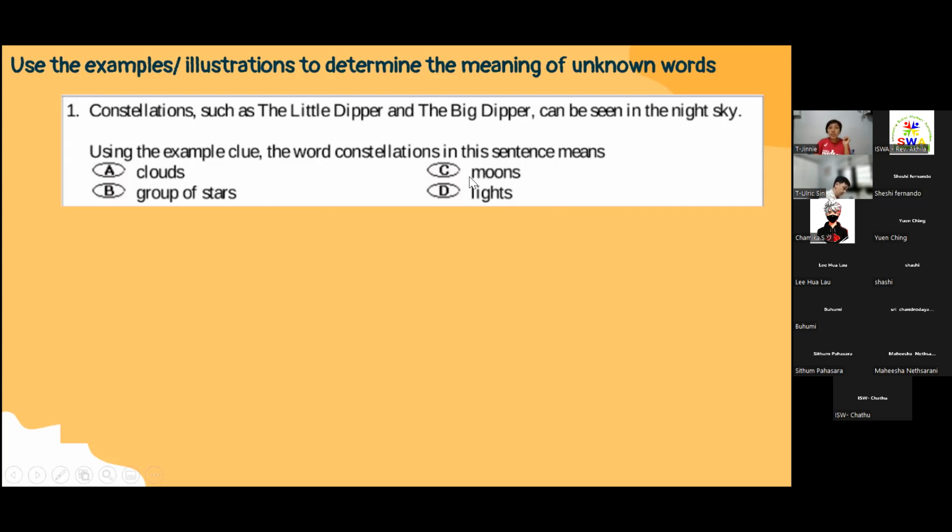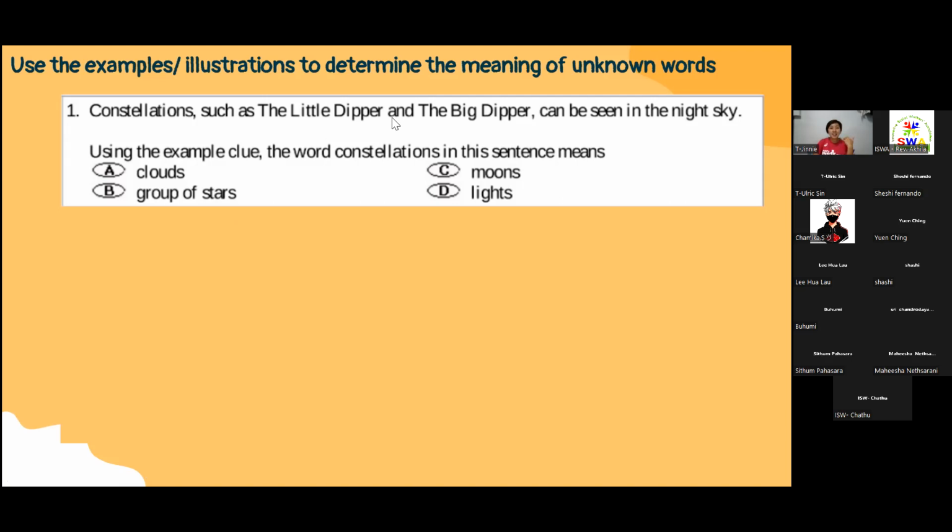Okay, and you will know that most likely it will not be moons, because there is only one moon in our sky. So C is definitely out. I'm not going to look at C, but do I look at clouds? I'm not sure if clouds have names called big dipper or little dipper. You see, people who do not have understanding will make some guesses. Clouds may have names which I don't know. Or is it lights?